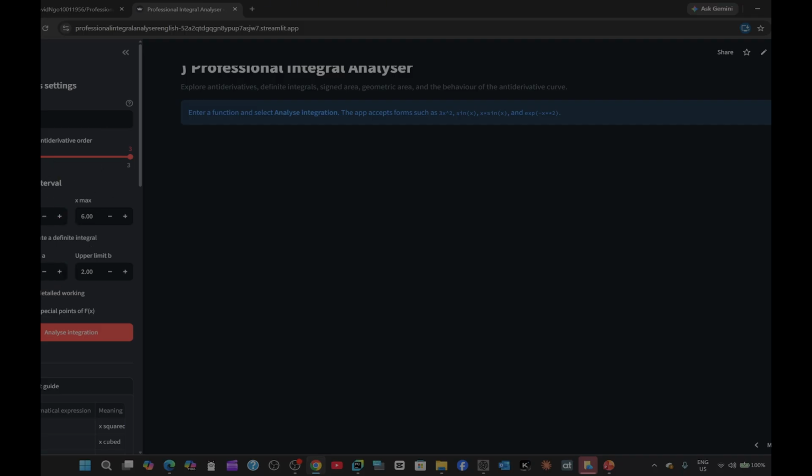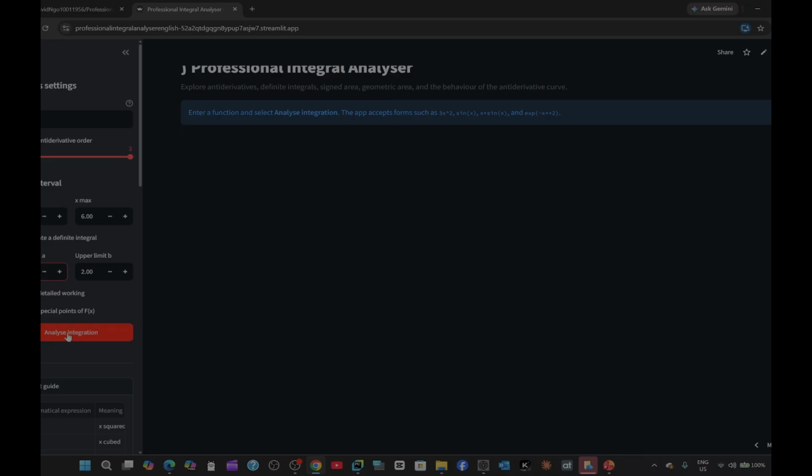And I've got a lower limit. Instead of minus 2 to 2, I can change that number. I can start from 1 to 2, for example, from 1 to 2. Right? So the lower limit is 1, the upper limit is 2. We show the detailed working.